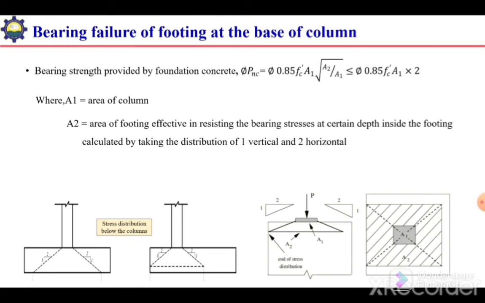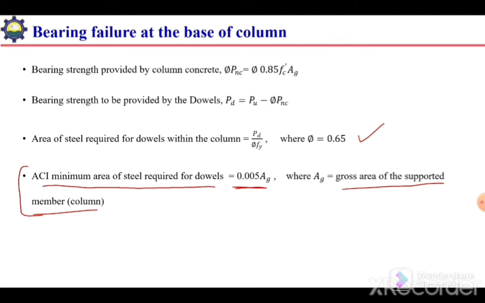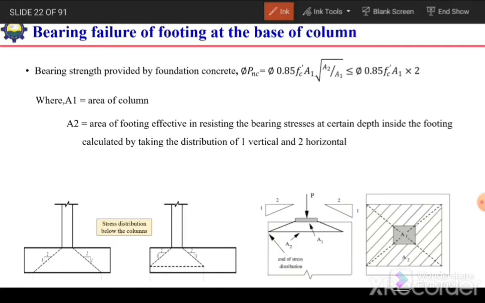Next is bearing failure. Next is bearing failure of the footing at the base. If our column is strong enough and it doesn't fail at the interface, there is a possibility that the concrete of the footing may fail in bearing. So we need to check the concrete of the footing against bearing.